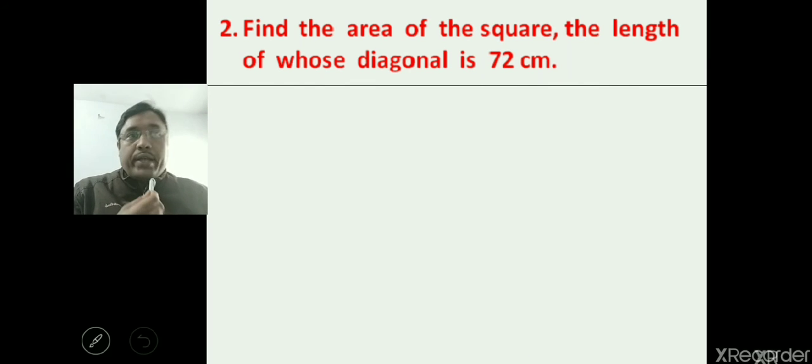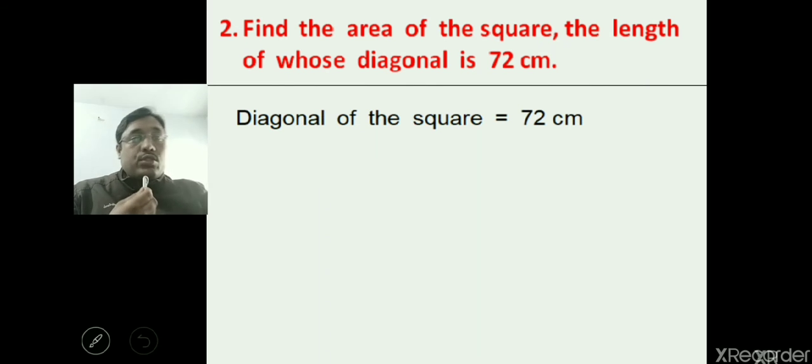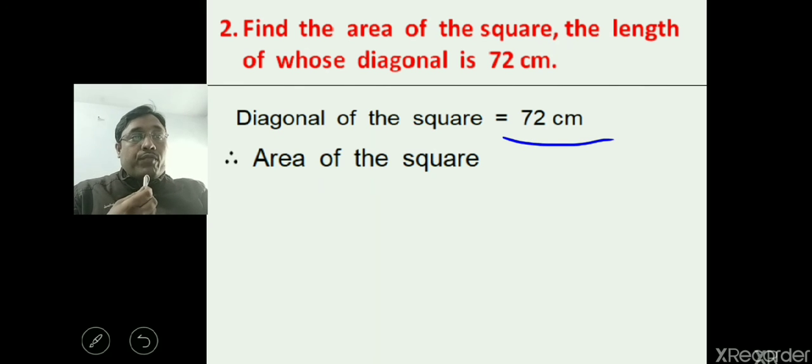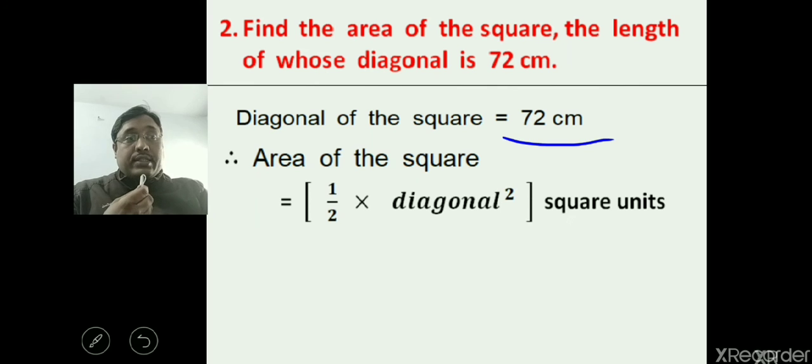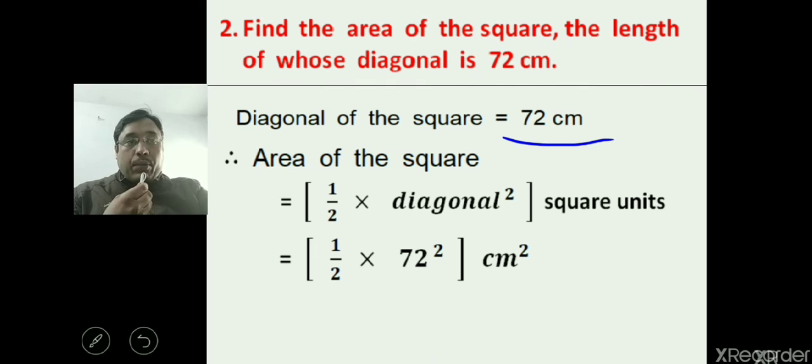The next question is: find the area of the square, the length of whose diagonal is 72 centimeter. Here the diagonal is given, so you will use the second formula. First you write 72 centimeter. Then the area of the square when the diagonal is given is 1 by 2 into diagonal squared square units. So it is 1 by 2 into 72 squared.